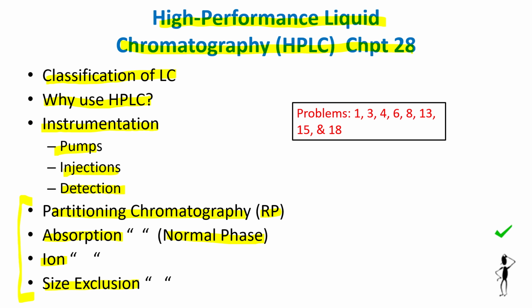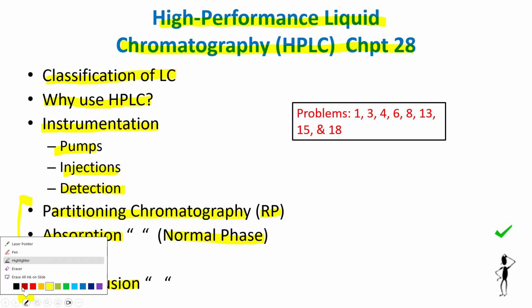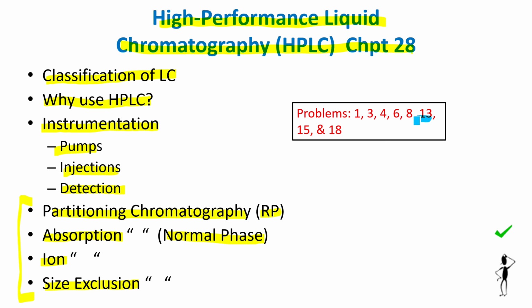And you can argue there's a fifth one called affinity chromatography today, but it's really kind of a minority. I'll mention it just a little bit as we go through. And again, I'm not trying to overwhelm you with the problems, but I'm trying to give you an idea of some things that I might ask. So these are a group of problems that potentially could be on the exam, or something like those.